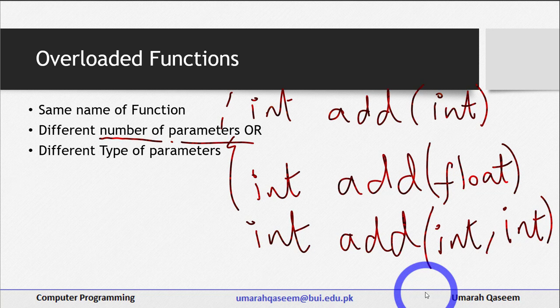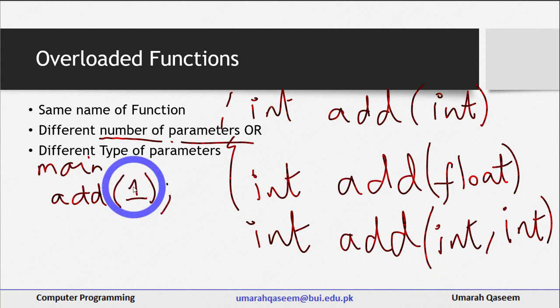Now let's see one more thing here. Let's say this is my main program and I called add in my main program like this. The compiler will know which of these functions is to be called because of this function call. Why? Because first of all, the number of arguments is one, not 2. So this function won't be called, obviously, as it has 2 arguments. So these are the 2 functions which can be called.